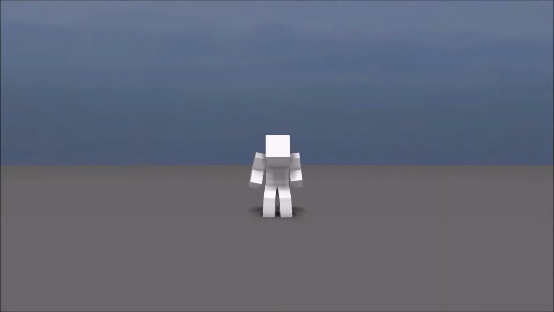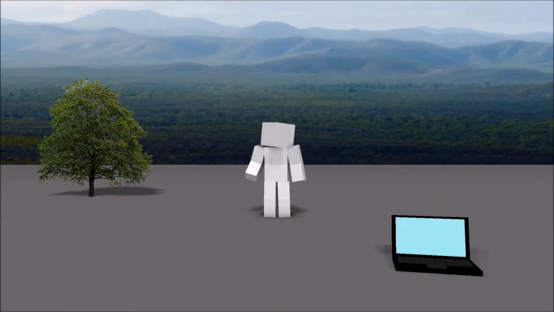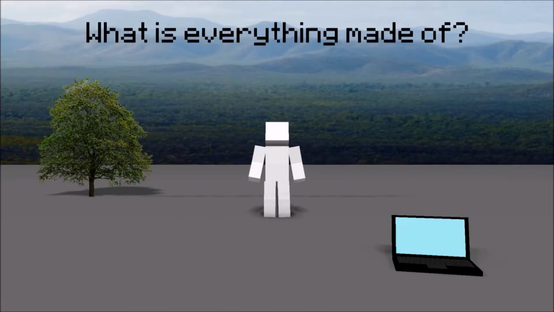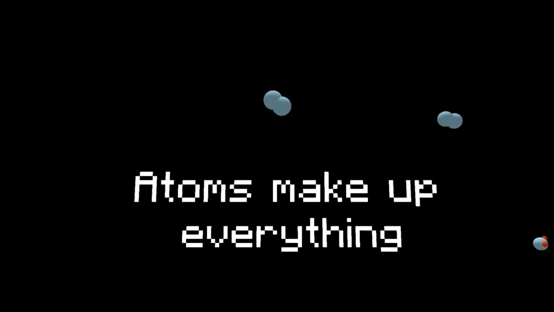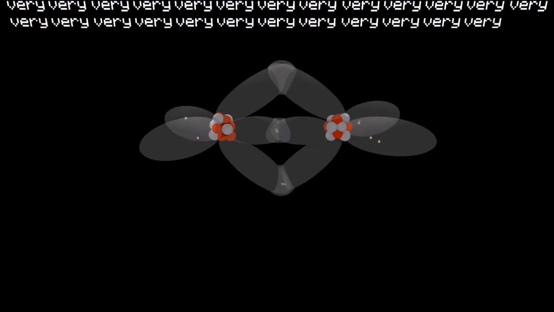You may be wondering what makes up everything around you. Well, you probably know what it is, since every science teacher ever told you in the first grade. It's called an atom. Atoms are very small.